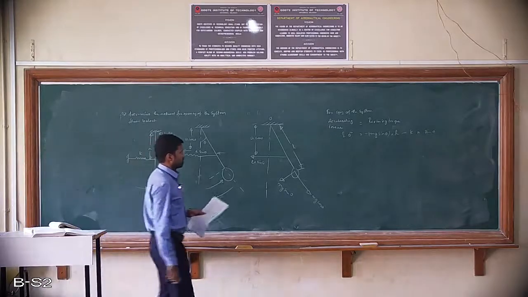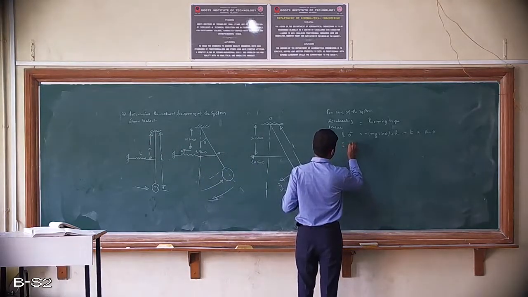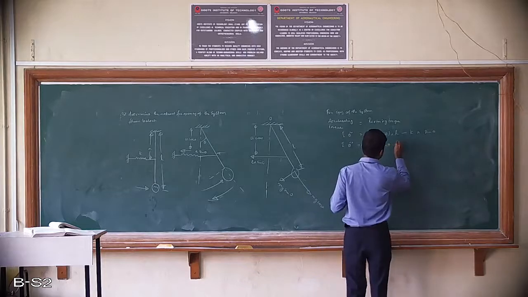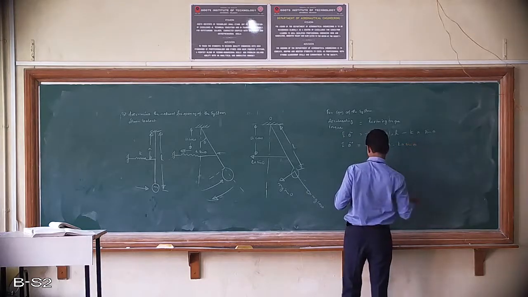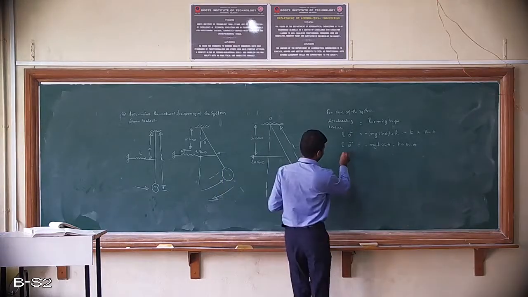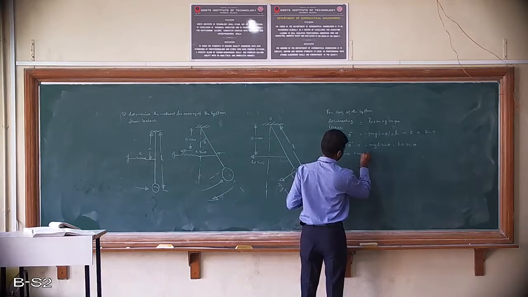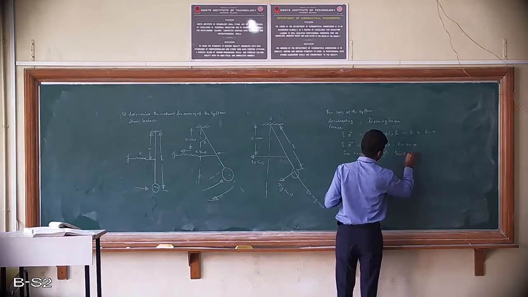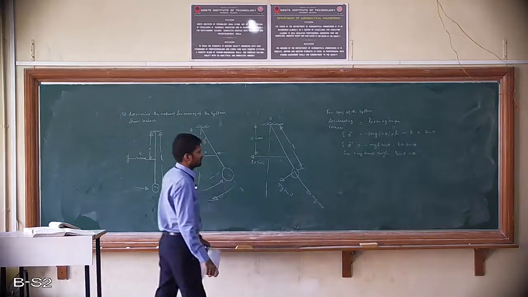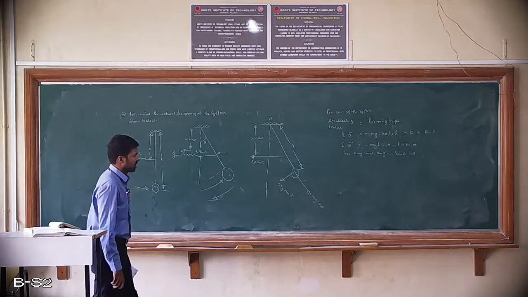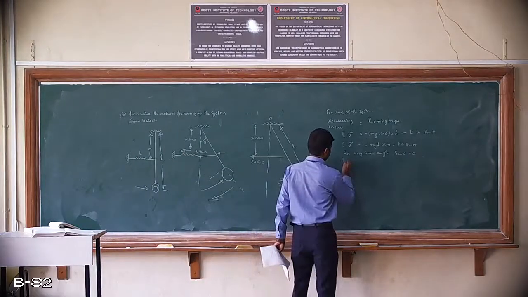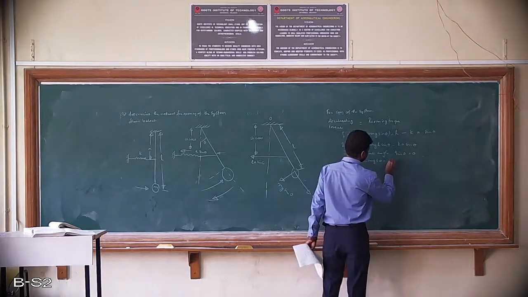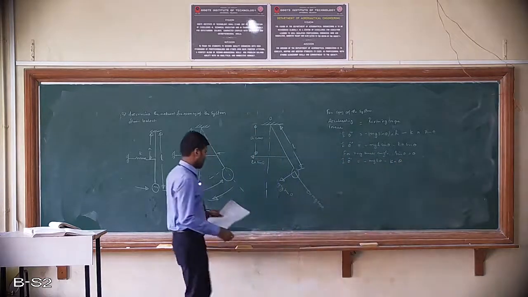So now simplify the equation. So this is I into theta double dot is equal to minus MGL sin theta minus KA sin theta. For very small angle, sin theta is equal to theta. So wherever you have sin theta, replace it with theta. So you are going to get I into theta double dot is equal to minus mgL theta minus Ka theta. So this is the remaining term.